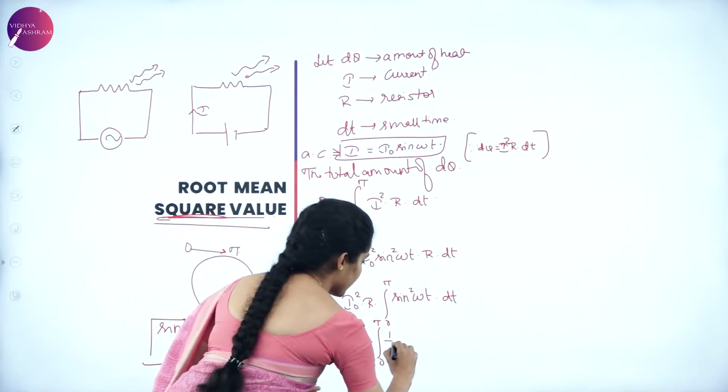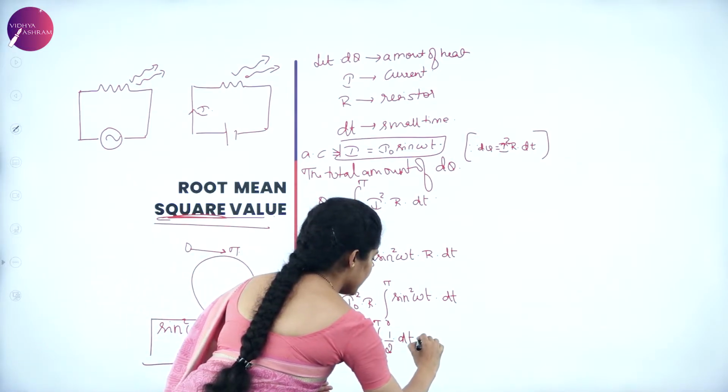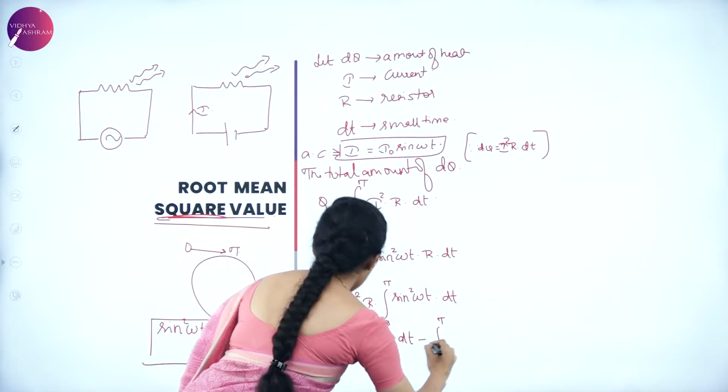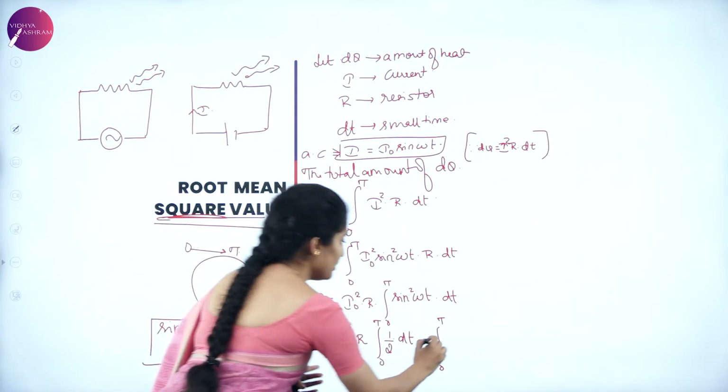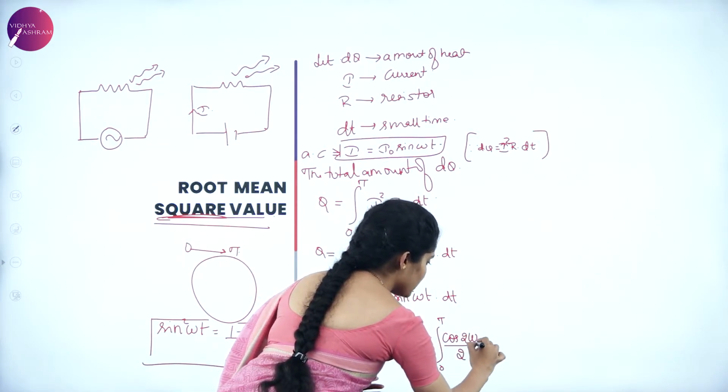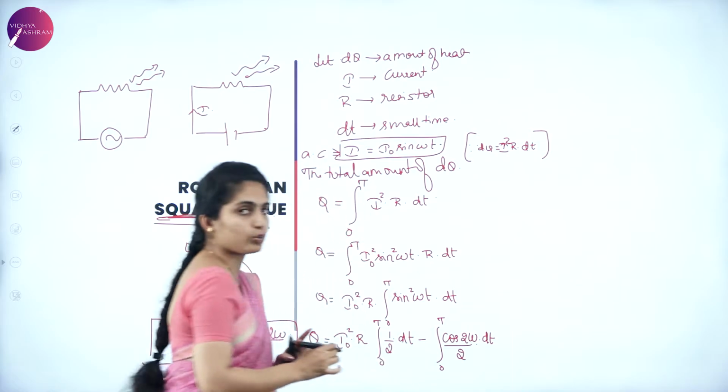So it becomes 1 by 2 into dt, and we take it as minus here, and again integral of 0 to t, here we take cos 2 omega t divided by 2 into dt is what we consider.